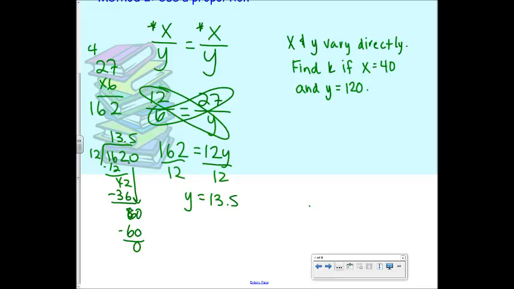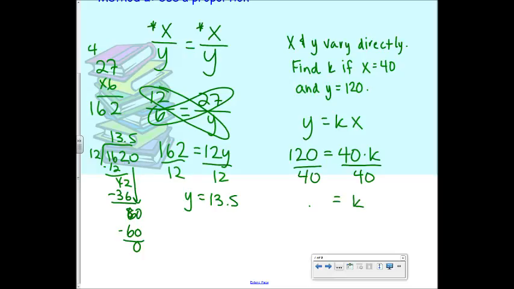Why do I want to use the equation here? What are you looking for? You're looking for k. Is there k in the proportion? No, so you can't use the proportion to solve for k. So what's the equation again? Y equals kx. What's my k? I don't know. What's my y? 120. What's my x? 40 times k. How do I finish that? So k equals 3.